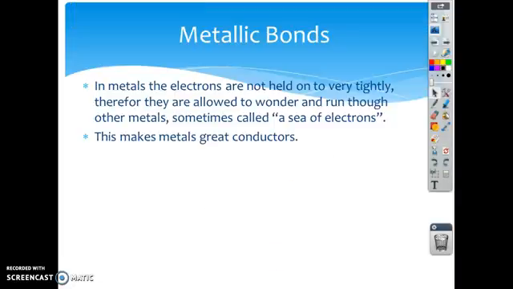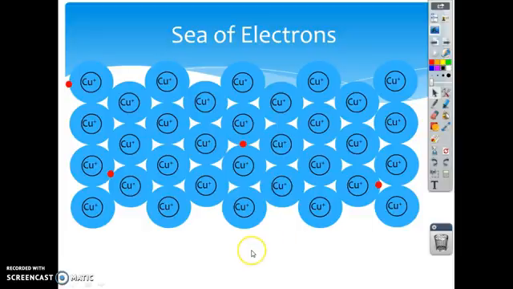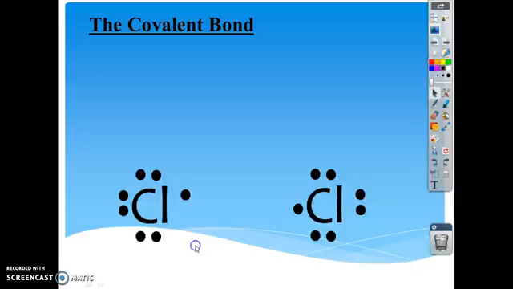Now, in a metallic bond, the electrons aren't held very tightly. They're allowed to go wherever they would like, and we call it a sea of mobile electrons. This is what makes them ductile, malleable, great conductors, shiny, all those things we know about metals. So here's an example of how these electrons move around. Our positive ions are staying in the middle here. We have some copper, and the electrons just go do whatever they want in that sea of electrons.